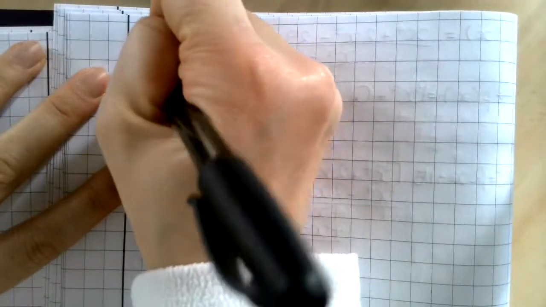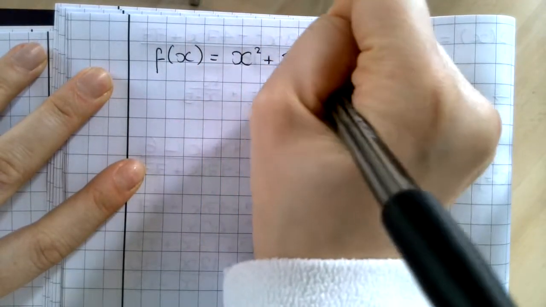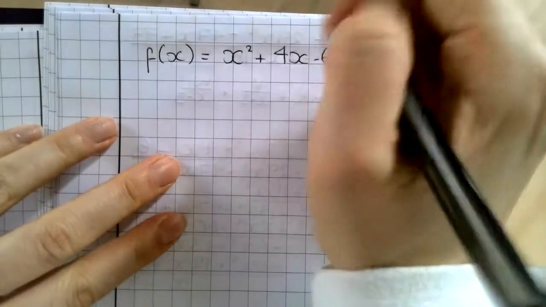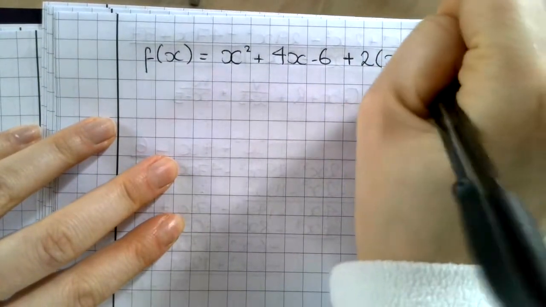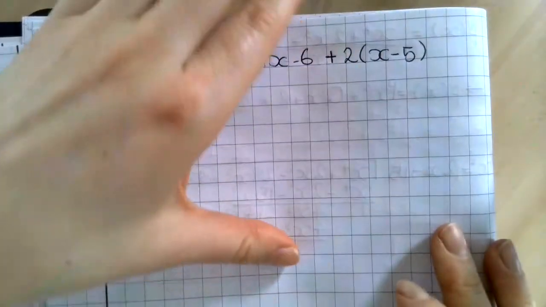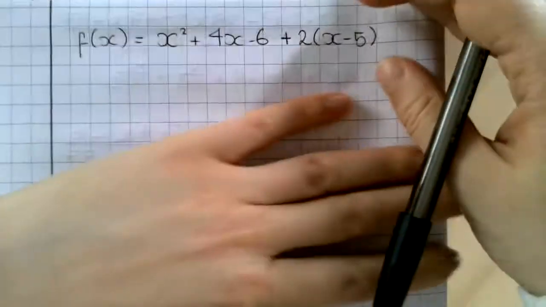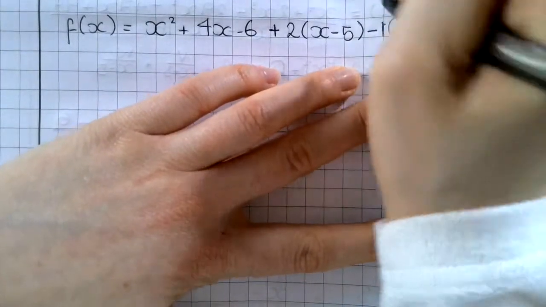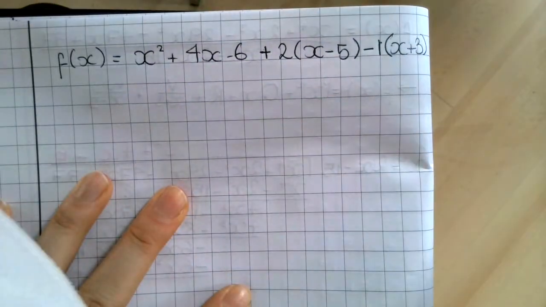Which means that we can write our answer as f of x is equal to x squared plus 4x minus 6, which is what we found when we did our long division. And then we've got plus 2 over x minus 5. That's our value of, is it w or is it v? That's our value of v. And then subtract w over x plus 3, with w being negative 1. So that is our answer.